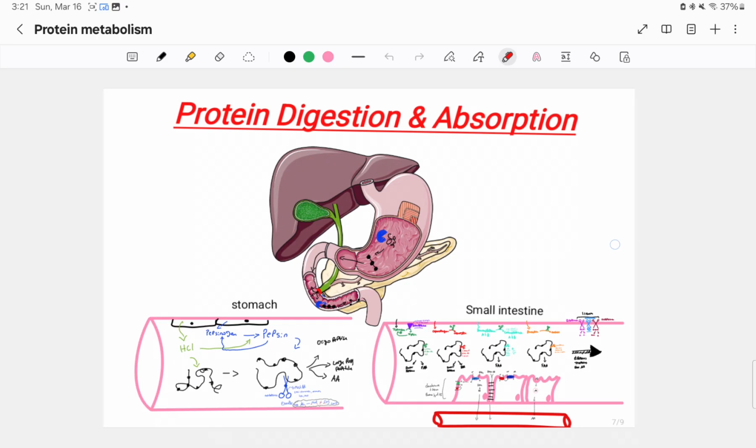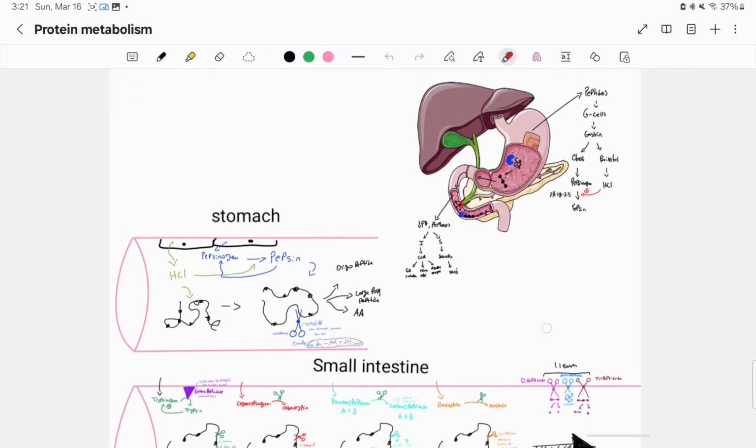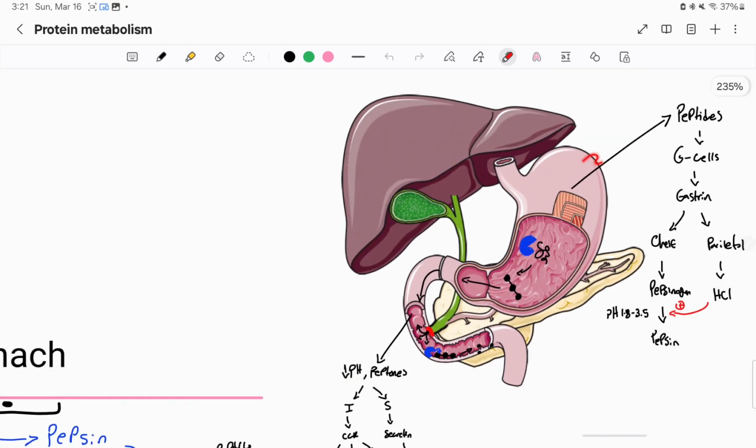Okay, let's get started. So, protein digestion and absorption occurs within the actual stomach and the small intestine. Nothing occurs within the mouth, okay? It's only occurring at the level of the small intestine and the stomach.